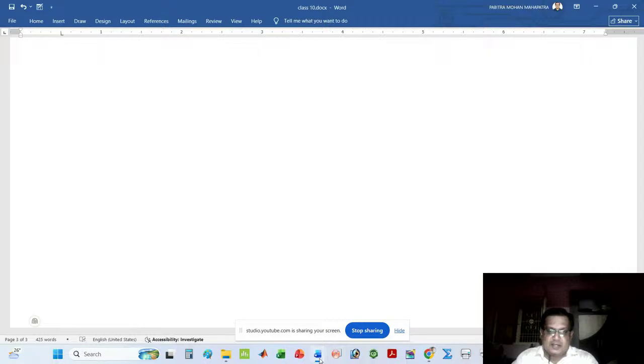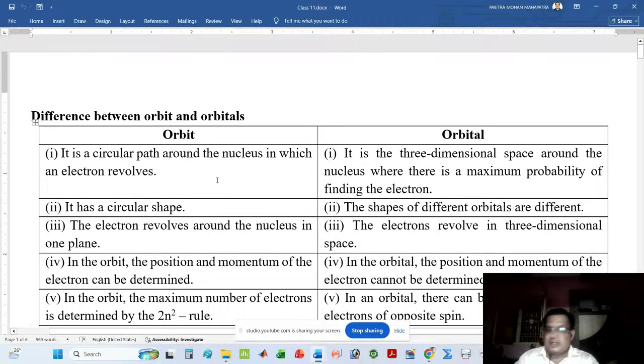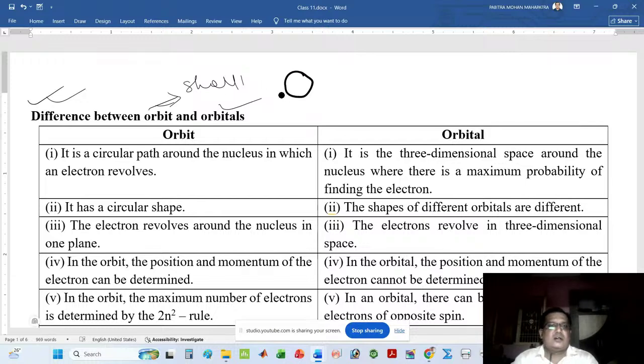Now, in this chapter, I will discuss a very important two or three mark question. In the exam, this always comes: what is the difference between orbit and orbital? Orbit means you generally think about the shell. There are different types of shell, and we know that each shell is circular in shape. Next, orbitals are three-dimensional space.